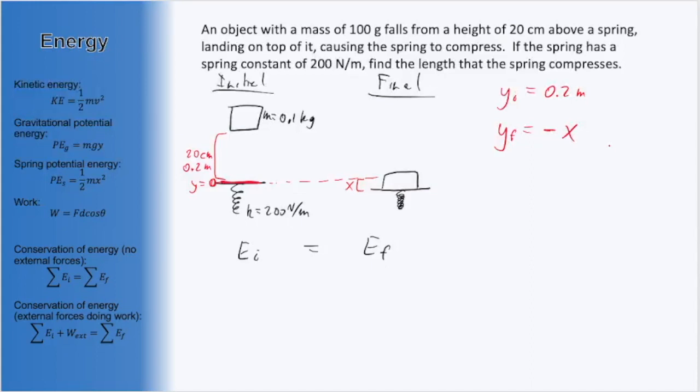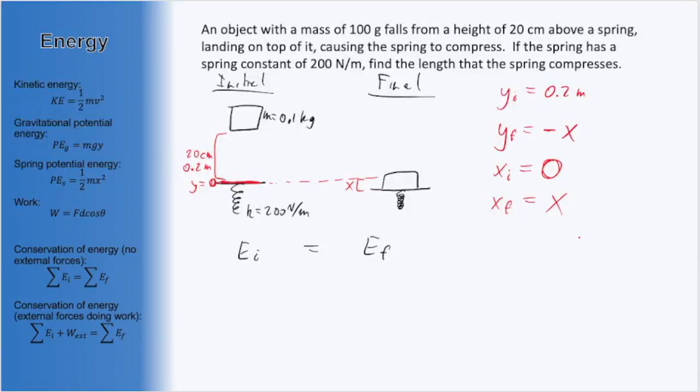In addition to the object falling, there is also a spring which is being compressed, so I should be including spring potential energy in my energy equation. Initially, the spring starts uncompressed, so the x initial equals 0. Meanwhile, the stretching or compressing of the spring in my final situation is that distance which I've called x. That leaves us with only one more energy to consider, of kinetic energy.